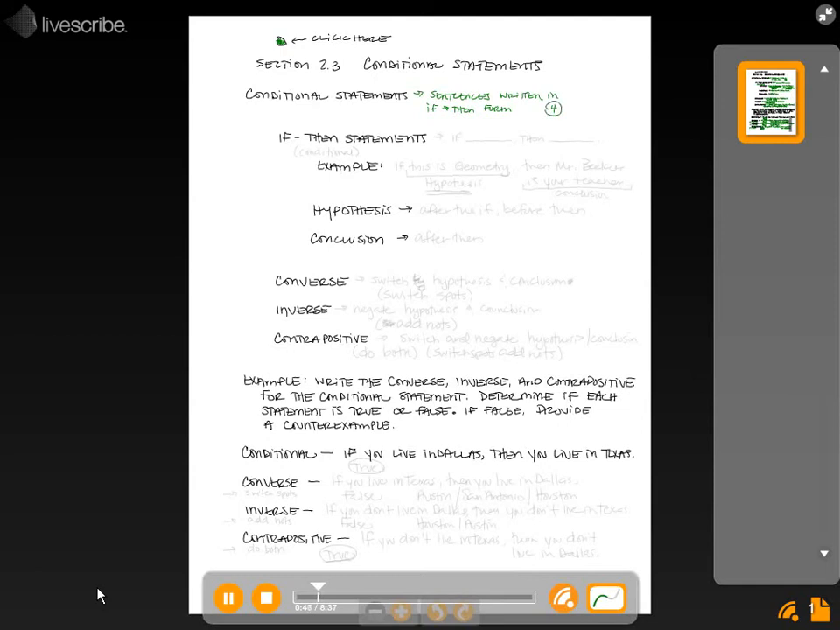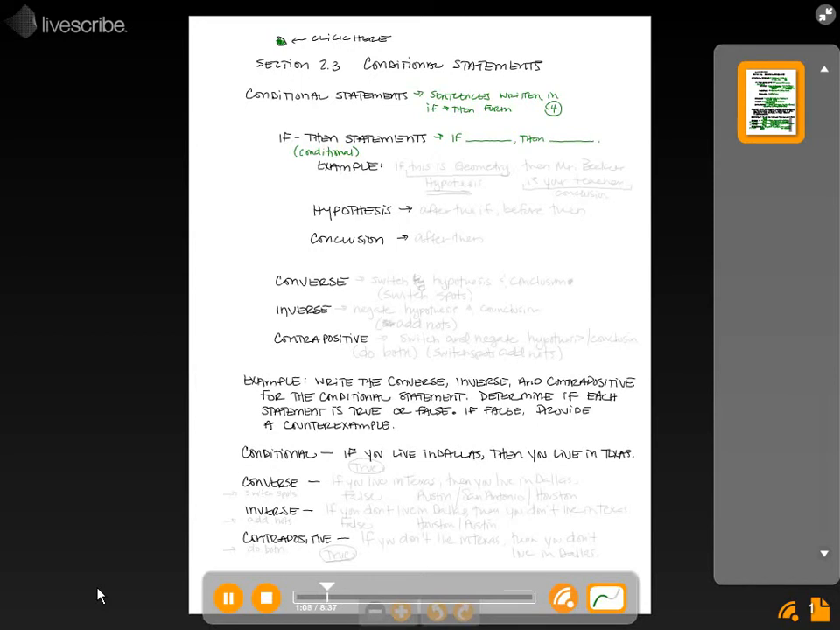Okay, the first one of them is called an if-then statement, or you may hear it or read it in the directions as a conditional statement. Okay, that's just a general one. And it's just written in if-then form. It would look like if something happened, then something else should happen.